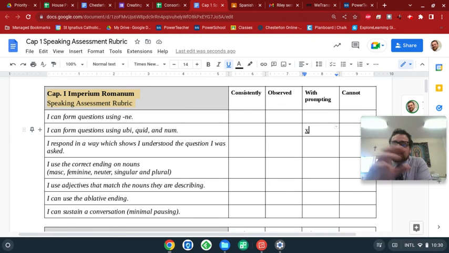Let's say somebody marked with prompting. What that means is somebody noticed that you're not using a lot of different question words, so they paused and said, hey, there are other question words you're not using, like num. Num is another way to make a question. Then the person sees later on that you're using num. Then you can mark with prompting.